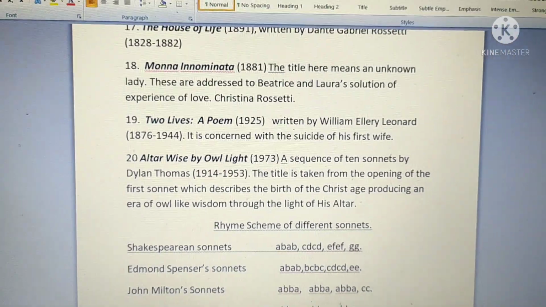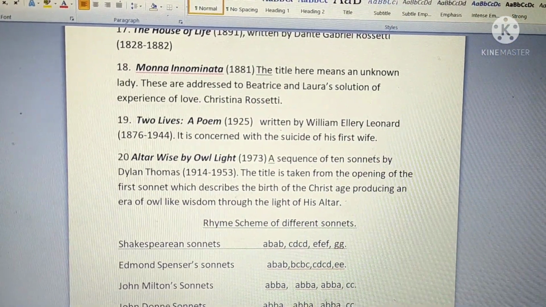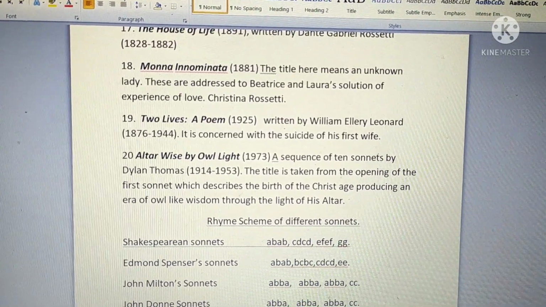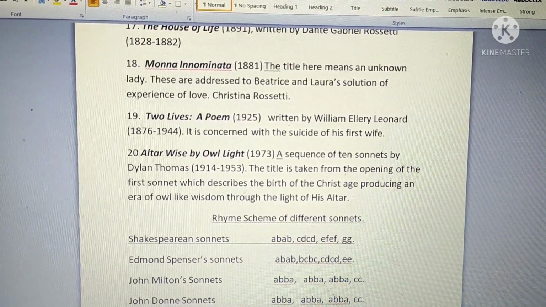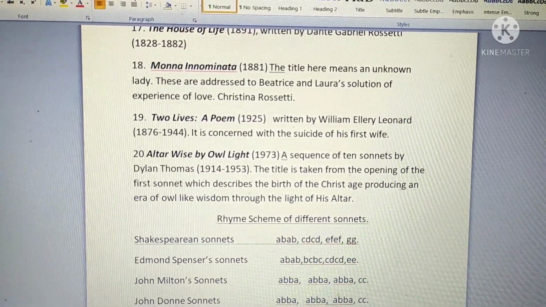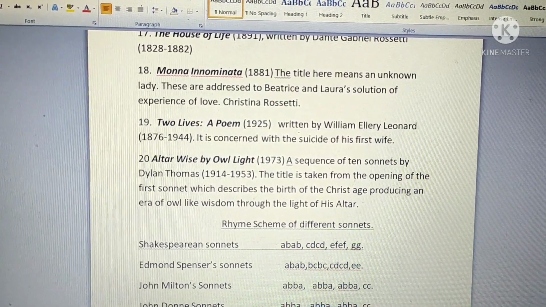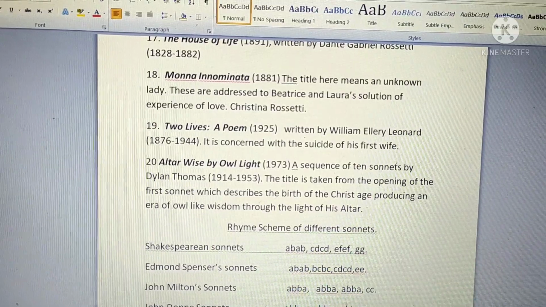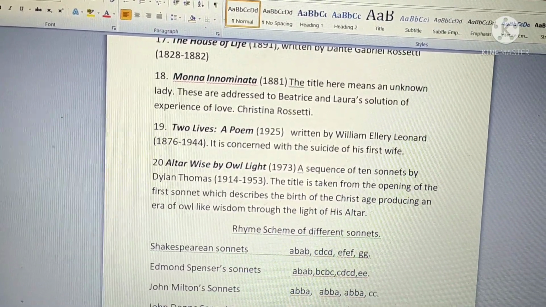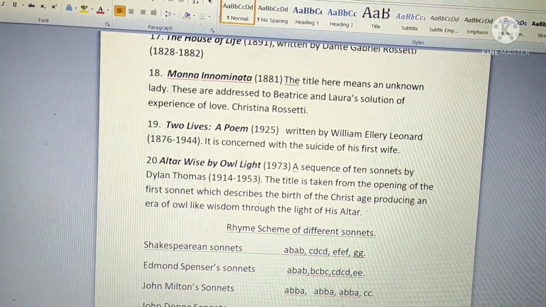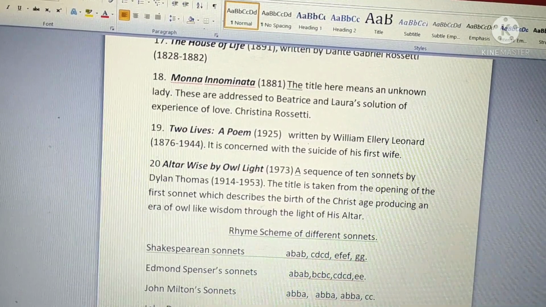So I have discussed different sonnet writers in the Elizabethan age, and I have also discussed some Victorian poets and Romantic poets who wrote different sonnet sequences. These questions are very important from the examination point of view, for those who are preparing for the TGT exam, PGT exam, assistant professor exam or UGC NET exam.